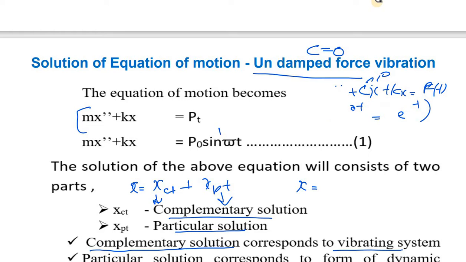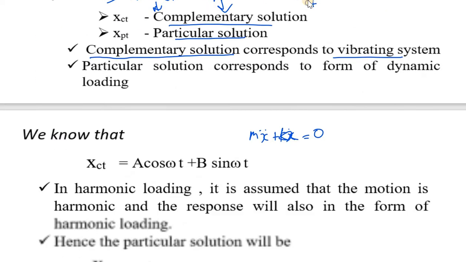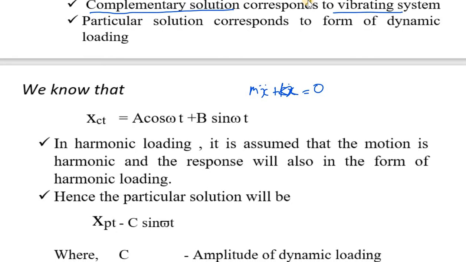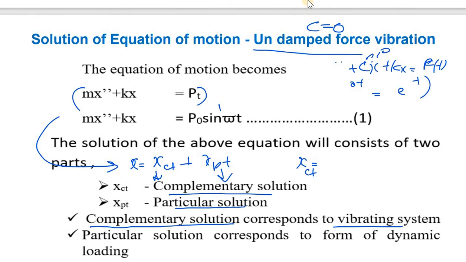So you can see this is our main equation, and it has two solutions. The first solution is xc of t, the general solution, which we have to find out separately. The solution is given as A cos omega t plus B sin omega t. So this is our equation. Here you can see it is omega, not omega dash, it is omega.